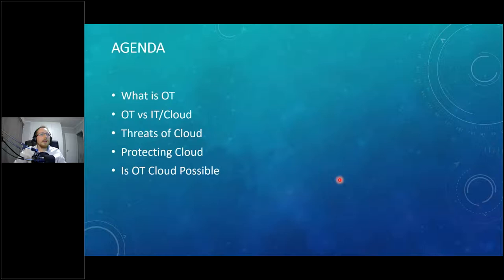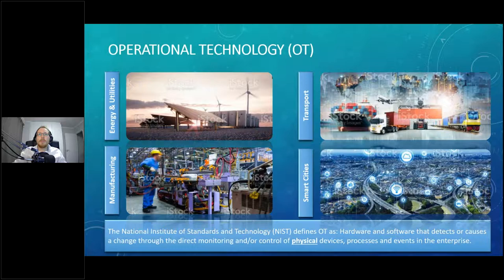So the first question I always get asked and I always like to share is, what is OT? What is operational technology? At the bottom there I have the definition from the National Institute of Standards and Technology, or NIST, which says: hardware and software that detects or causes a change through the direct monitoring and or control of physical devices, processes, and events in the enterprise. So a very good understanding of OT is that when technology is affecting the physical environment and is affecting human safety, it usually gets the OT tag.